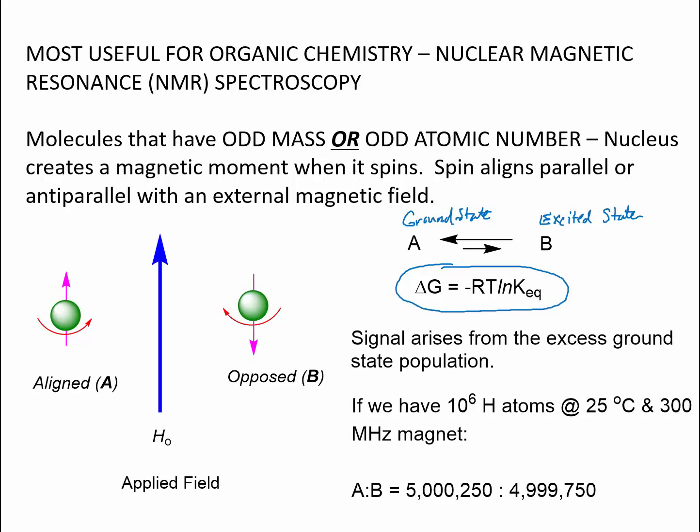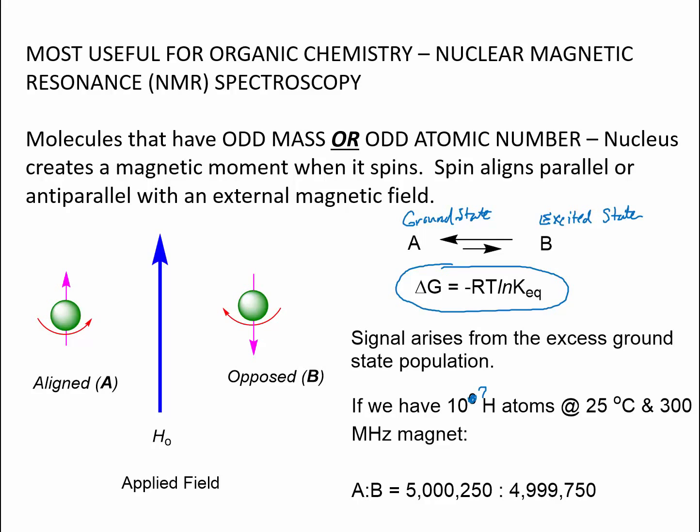But the A to B ratio isn't terribly different here. It's 5 million if we have 10 to the 7 hydrogen atoms, sorry. It's 5 million and 250 versus 4,999,750. Only 500.